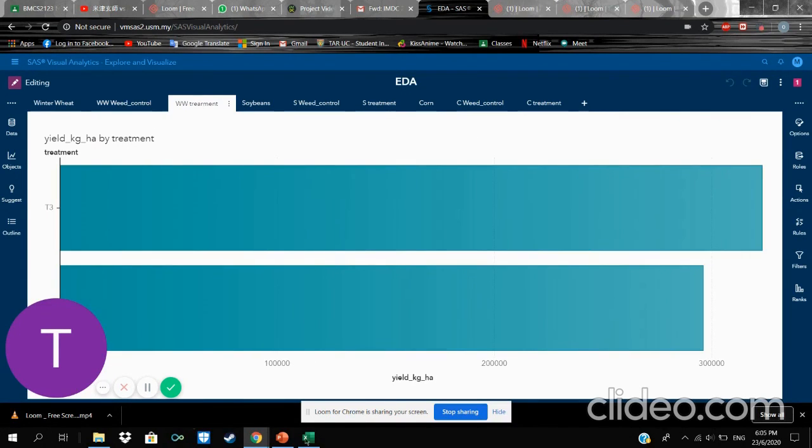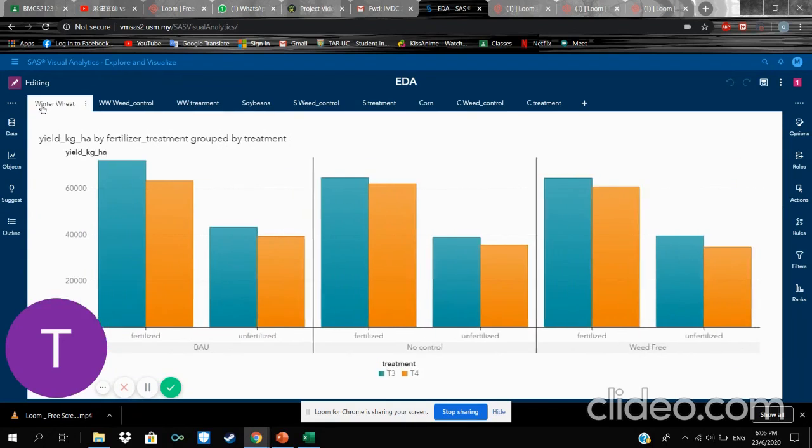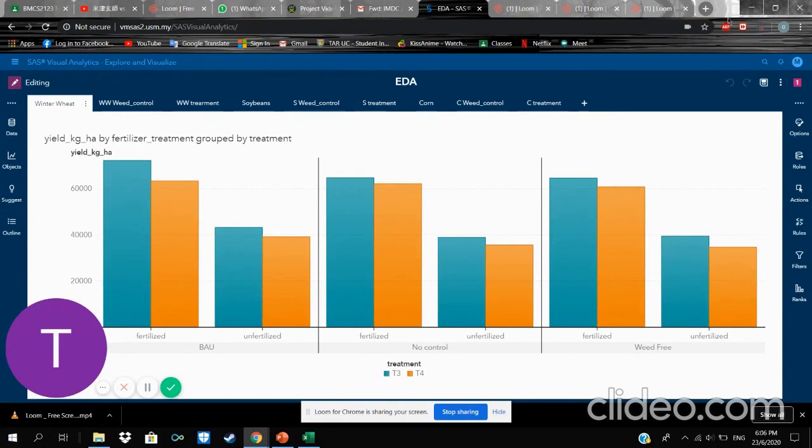And for the treatment, winter wheat works better with T3 treatments, which is having herbicides to kill the worms so that they won't be bitten. And the T4 would be an organic one without herbicides. So this is the comparison of the features of winter wheat. Winter wheat grows better when fertilized with a T3 treatment and in business as usual weed control.